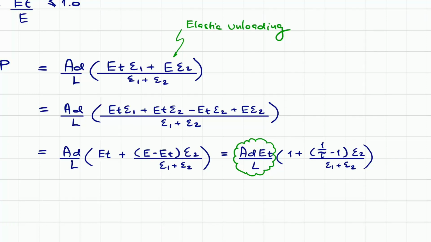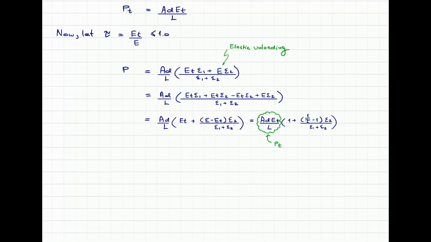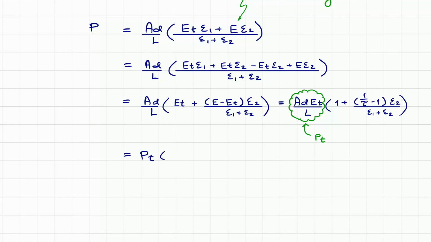This is PT. So we just make it PT times 1 plus 1 over tau minus 1, epsilon 2 L over 4 delta naught, and make it equation star.